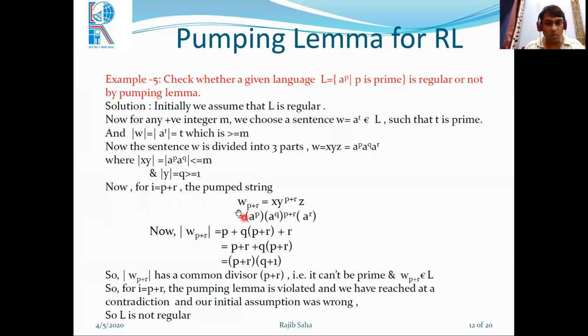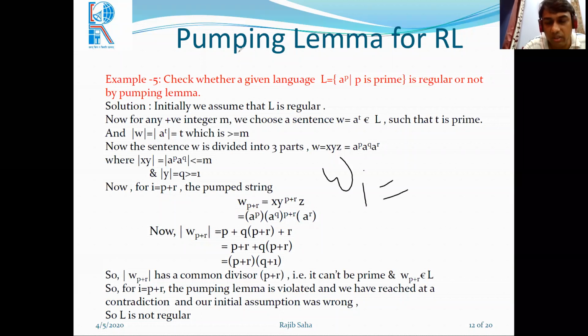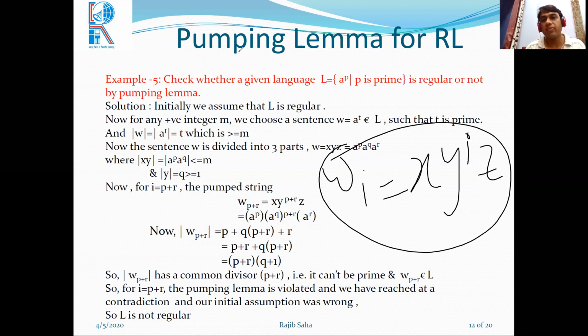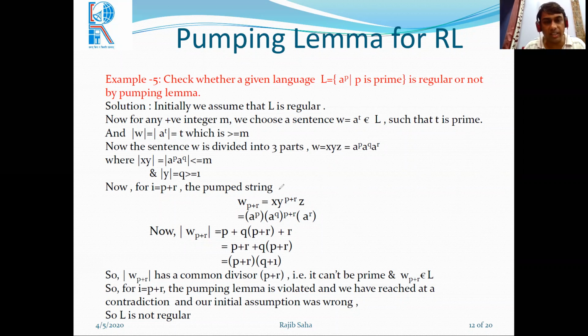For i equal to p plus r, w of p plus r, we know the pumped string. If you forget, I can remind you: w of i equals x y to the power i z. So it becomes w of p plus r equals x y to the power p plus r z. This is our x, this is our y, and this is our z. Now mod of w of p plus r equals the length of this. Mod of a to the power p is definitely p, mod of this middle part is q into p plus r, and mod of the last part is r.